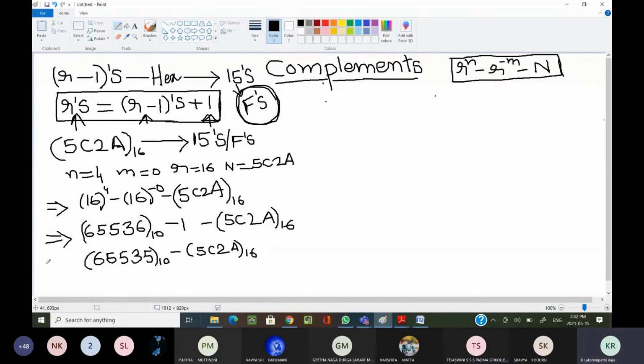Okay. What I am getting if I convert this into hexadecimal, can someone guess what we are getting? Actually, if I convert this into hexadecimal, I am going to get 4 F's. I am converting this into hexadecimal. I am getting 4 F's, of base 16. Now I am subtracting 5C2A from 4 F's.